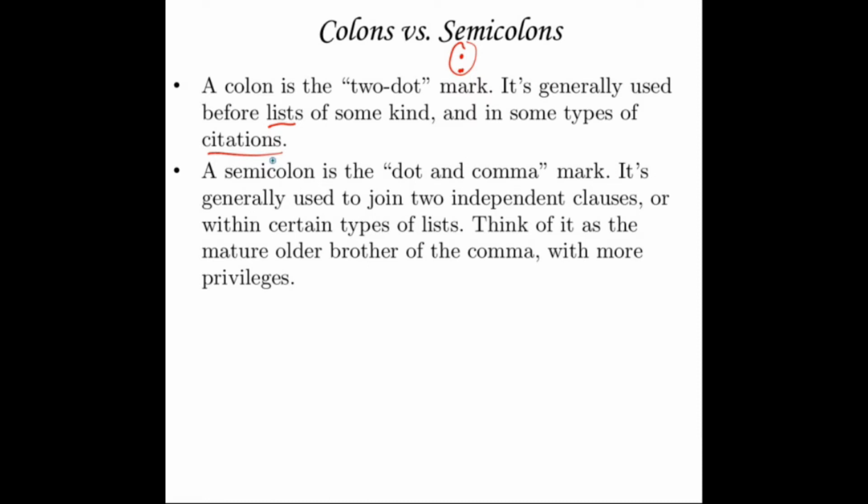A semicolon is the dot and comma mark, so it looks more like this. You've got something like a comma on the bottom, you've got something like a period or a dot on top, and it looks like that. It is generally used to join two independent clauses or within certain types of lists. Think of it as the mature older brother of the comma with more privileges, or think of it as a cross between a colon and a comma, which it kind of is.